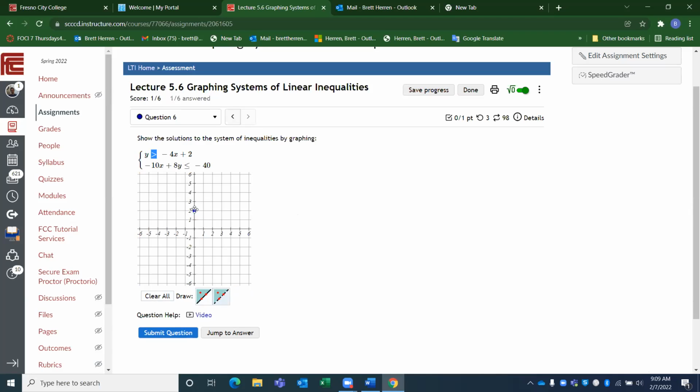Start it up to, boom. This is a different question than mine. Then go down 4. This is -4 over 1. So go down 4, 2, 3, 4 over 1. Click. There we go. And it says y greater. Greater's above. Boom. Shade above. So there's the first one.